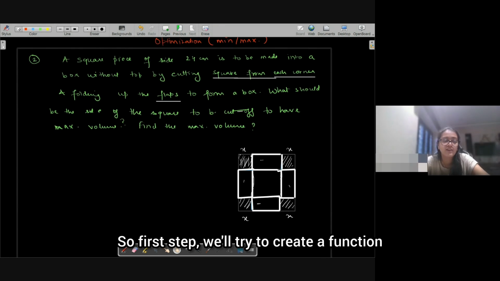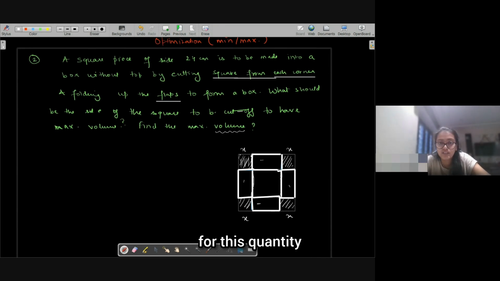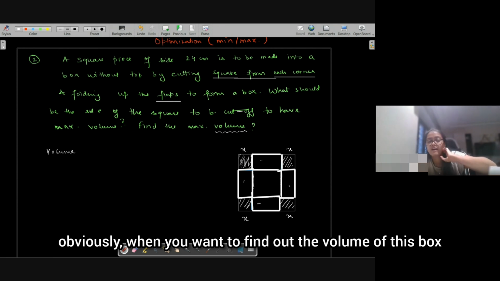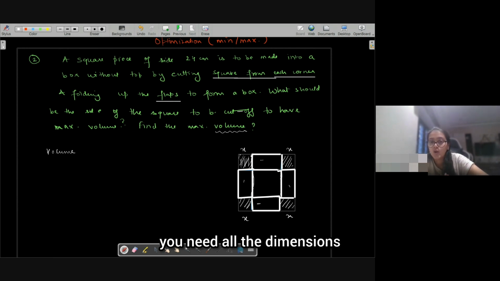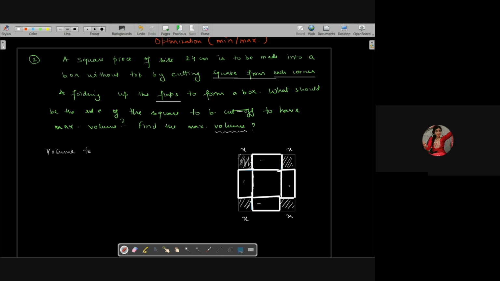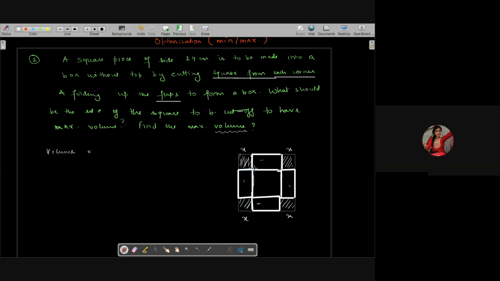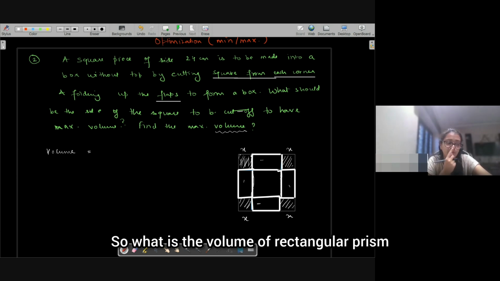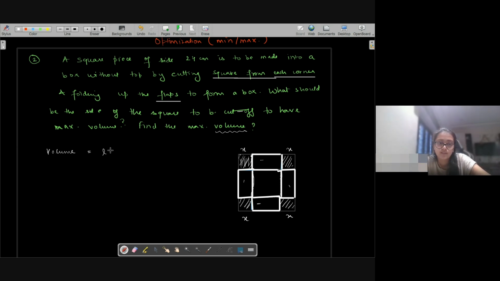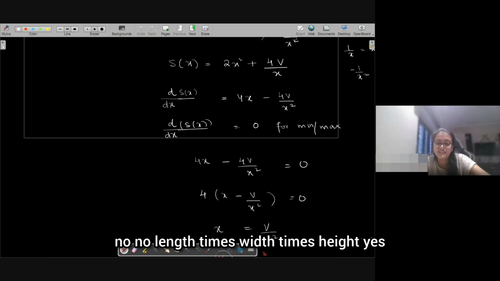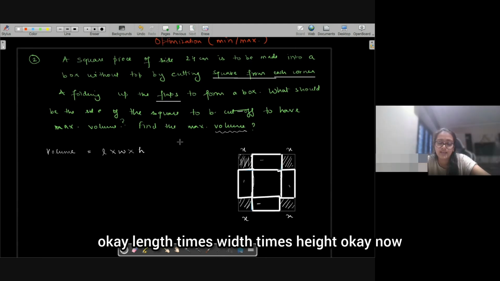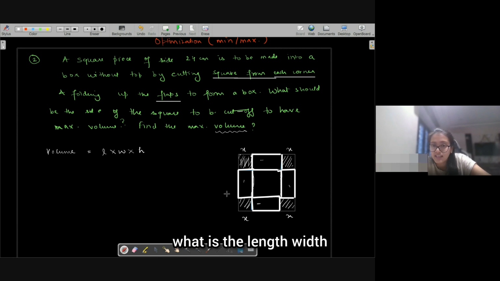So first step, we'll try to create a function for the volume of the box. Of course, when you want to find the volume of this box, you need all the dimensions. The box is a cuboid, or rectangular prism. So what is the volume of a rectangular prism? Length times width times height. Now, what is the length, width, and height?